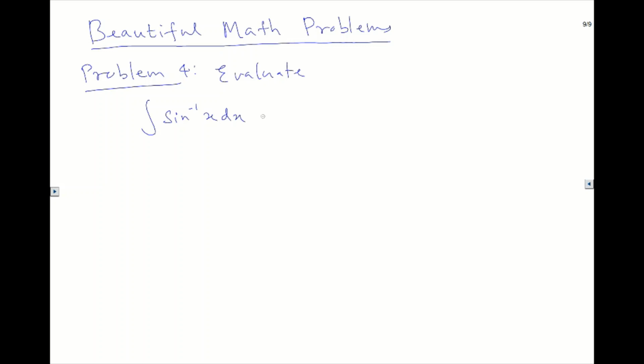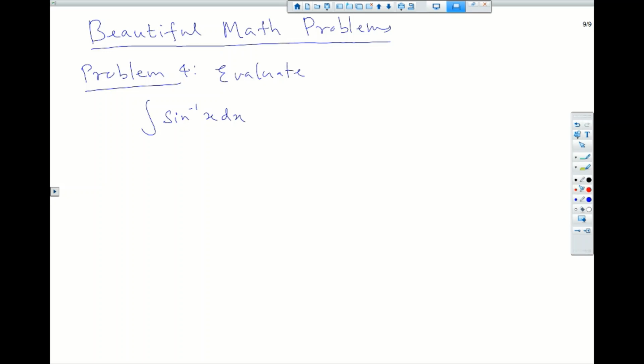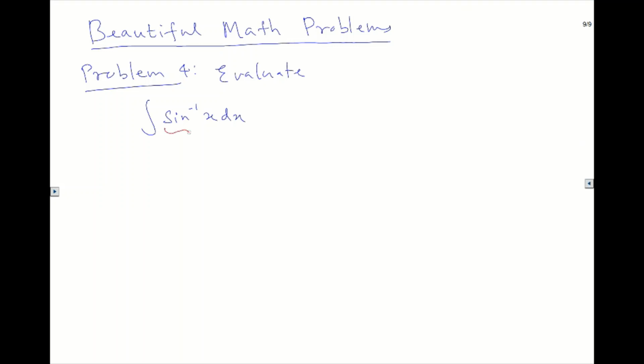So what we're going to do, we're going to take this part as theta. So we're going to say theta equals sine inverse x. This is not how we normally do this problem. We use integration by parts directly, but we do that. So if this is the case, then we know that sine theta equals x. Now what we can do is take the derivative of both sides. So if you take the derivative, dx equals cosine theta d theta.